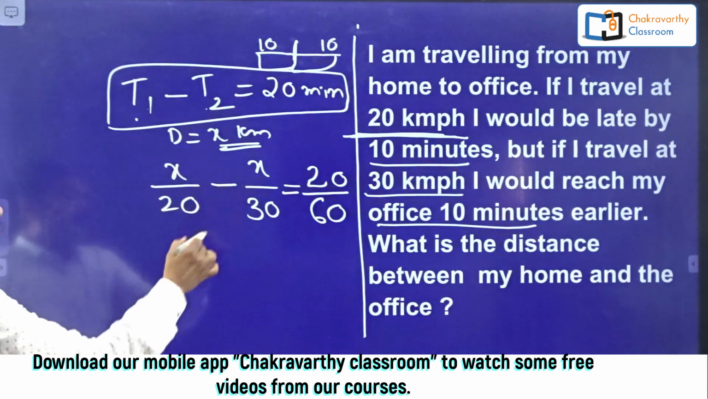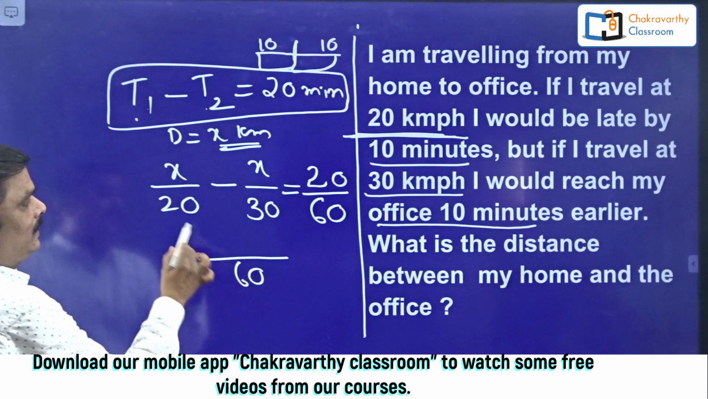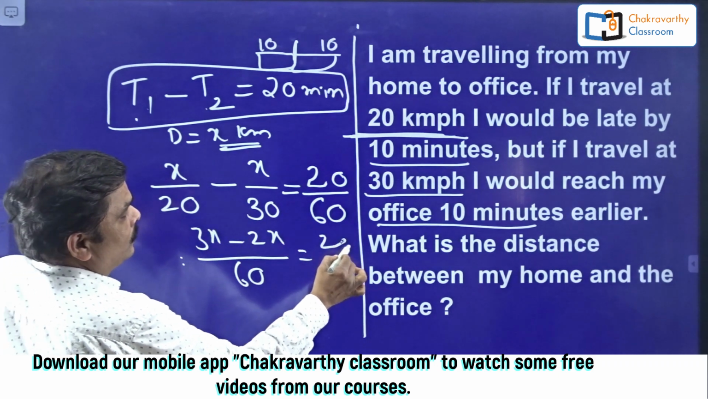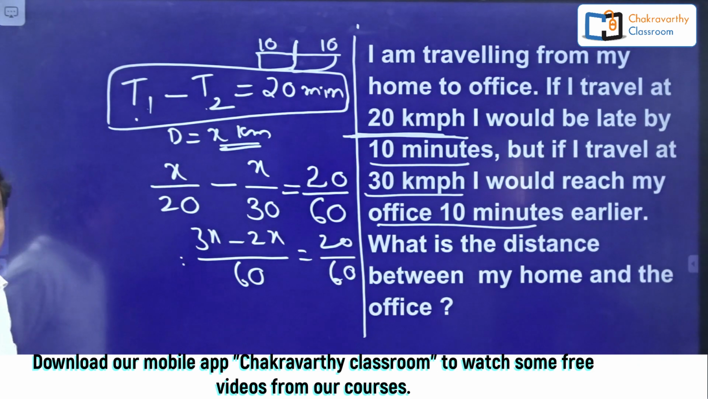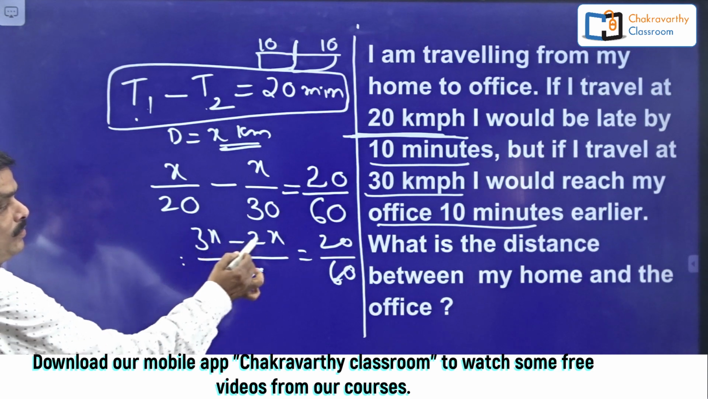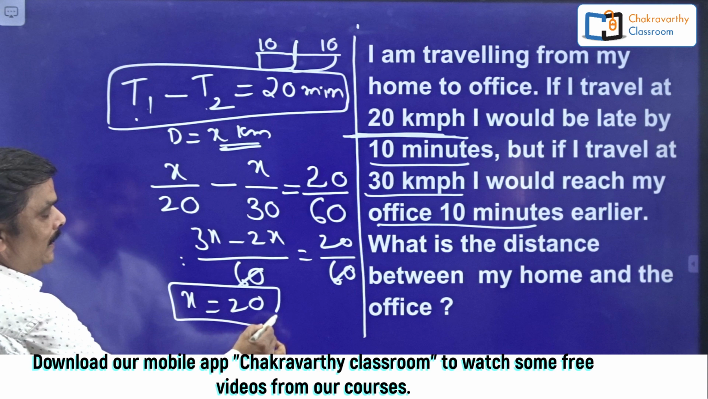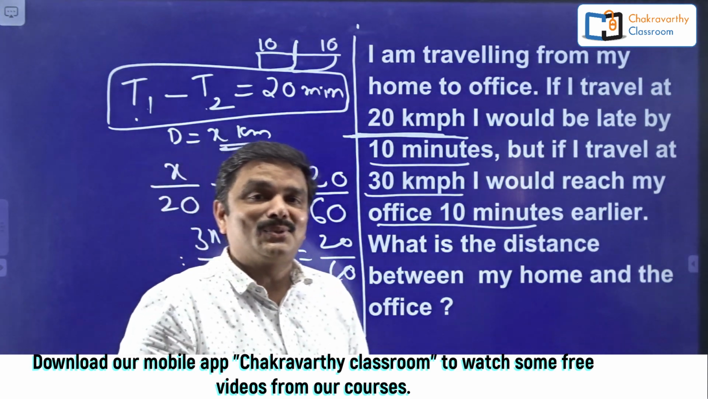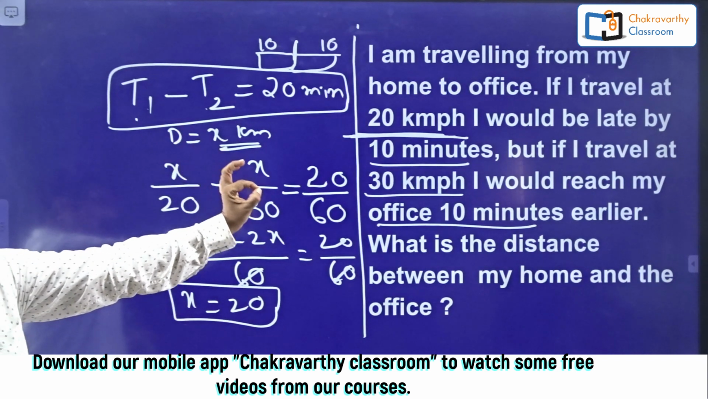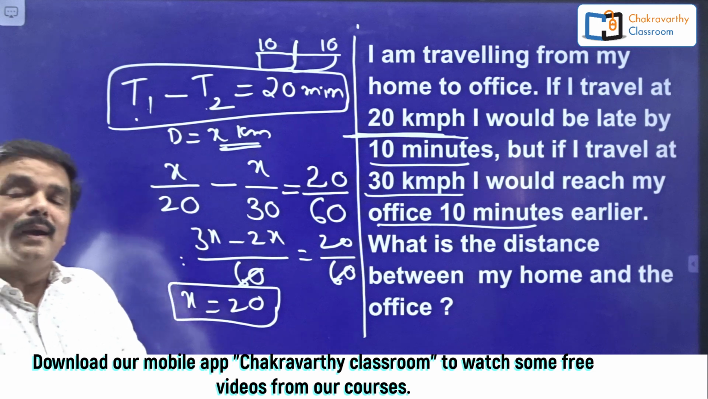Quickly solve the equation, you will get the value of x here. I am taking the LCM here, 20, 30 means that is 60. 23 times, that is 3x minus 2x is equal to 20 by 60. Clear? And quickly solve this one. 60 will be cancelled. 3x minus 2x is x. X is equal to 20. So 20 kilometers is the distance. Clear? Simple one, basic methodology. You must understand this one before applying any shortcut. Hope you got the idea.